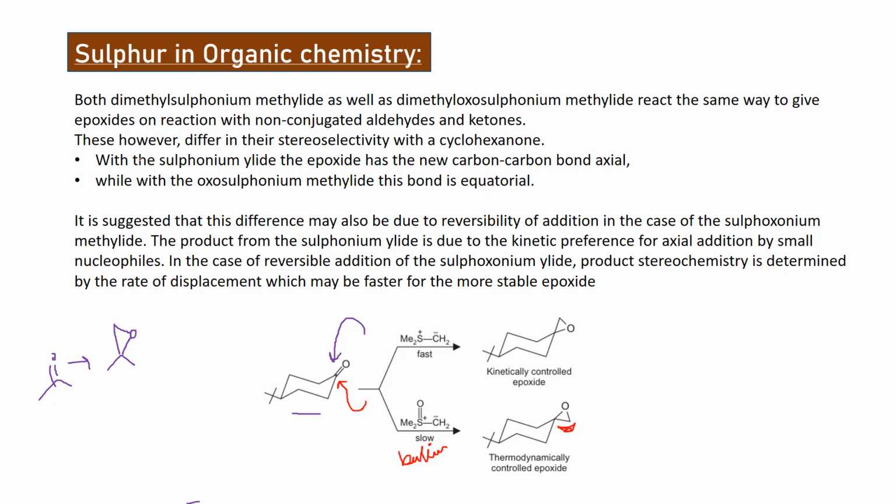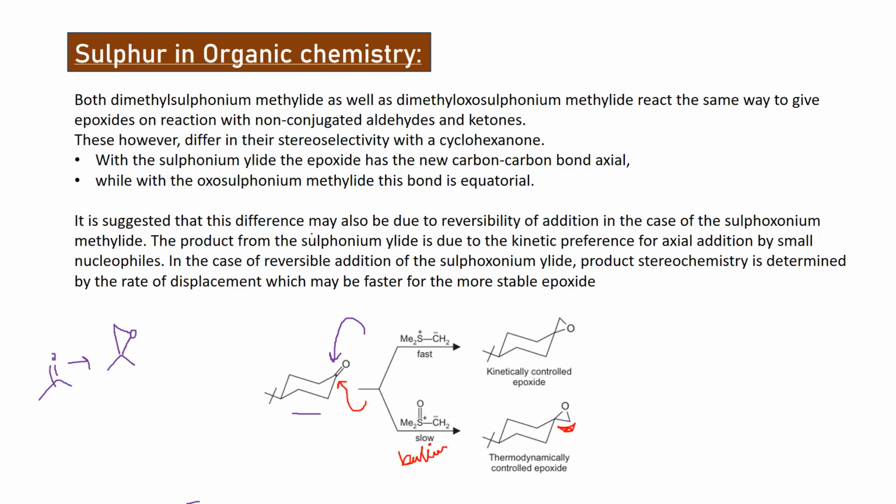Okay, so it is suggested that this difference may also be due to the reversibility of the addition in the case of sulfoxonilamide, and the product from the sulfonilamides is due to the kinetic preference of the axial addition by a small nucleophile. In the case of reversible addition of sulfoxonilamide, product stereochemistry is determined by the rate of the displacement, which may be faster for the more stable epoxide.